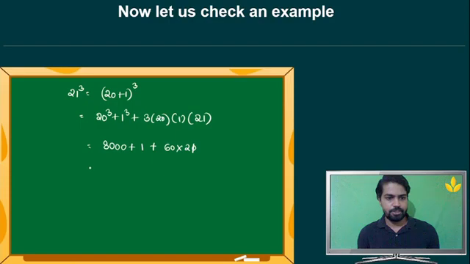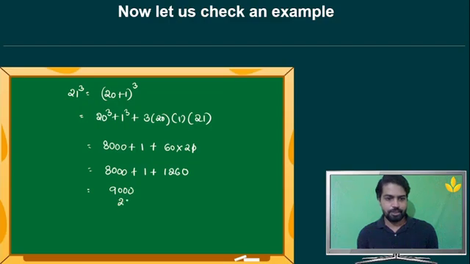How will you multiply 60 into 21? This is a still easy number, so we can directly multiply that. 21 into 6 is 126, followed by 1 more 0. Right? How will you add this? Again, adding from the left hand side: 8000 plus 1000, 9000.